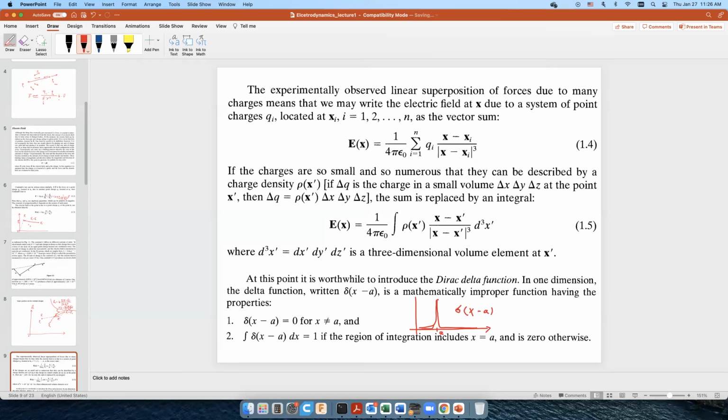When x equals a, actually the value should be infinitely large. But if you do the integral, which means you calculate the area below the delta function curve, then the integral equals 1 if your integral includes the region of a. Otherwise, if you do the integral outside x equals a, it's always 0. So that's the delta function.